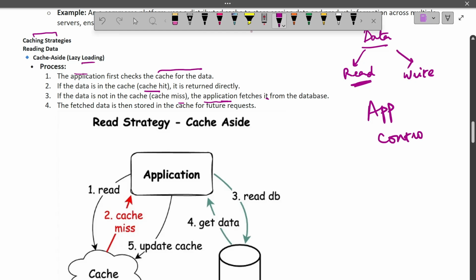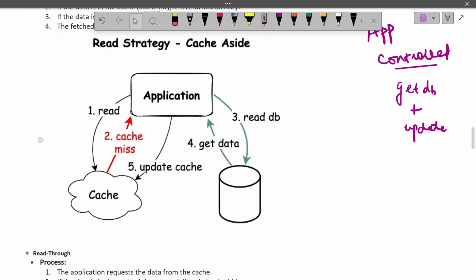This is lazy loading. Whenever the app needs it, the app will call the cache. If it is found in the cache, then it will have a cache hit. If not, it is going to get the data from the DB plus update the cache also. So this is lazy loading.